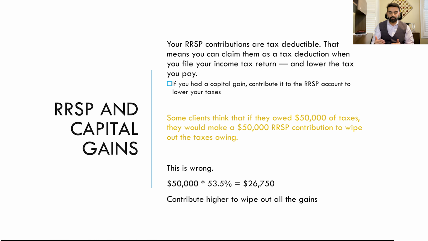If you contribute, let's assume in my scenario, if you contribute $50,000 to your RRSP and you're in the highest marginal tax bracket, which is 53%, you will only reduce your tax liability by $26,750. It won't eventually wipe out all of the tax liability, but it can certainly help you. So in this scenario, we contributed $50,000 to your RRSP, but the dollar impact on our taxes was only $26,750. So hope this helps in shedding some light as to how we can couple together the RRSP and capital gains to get a better impact and reduce our tax liability.